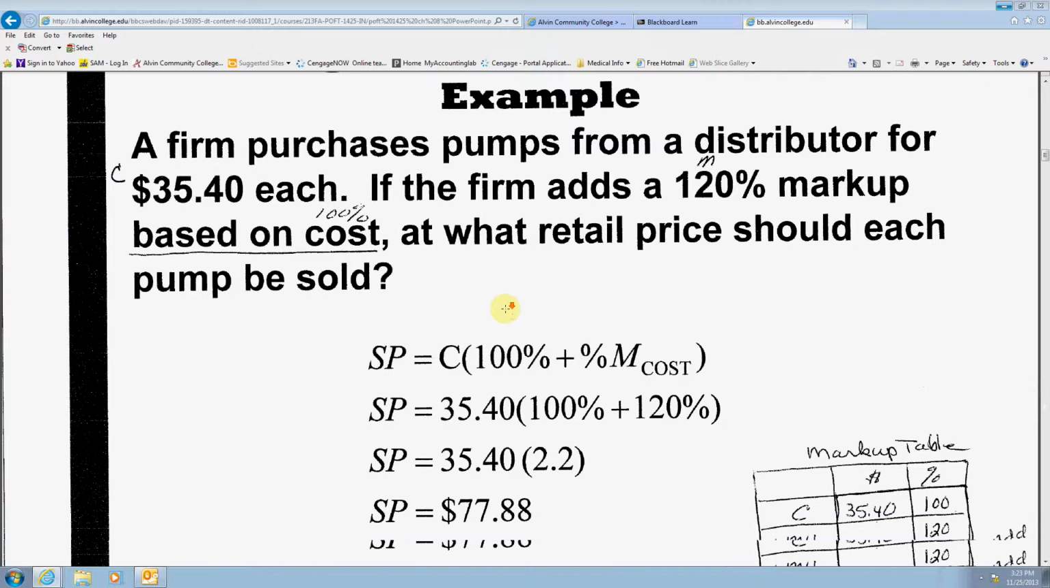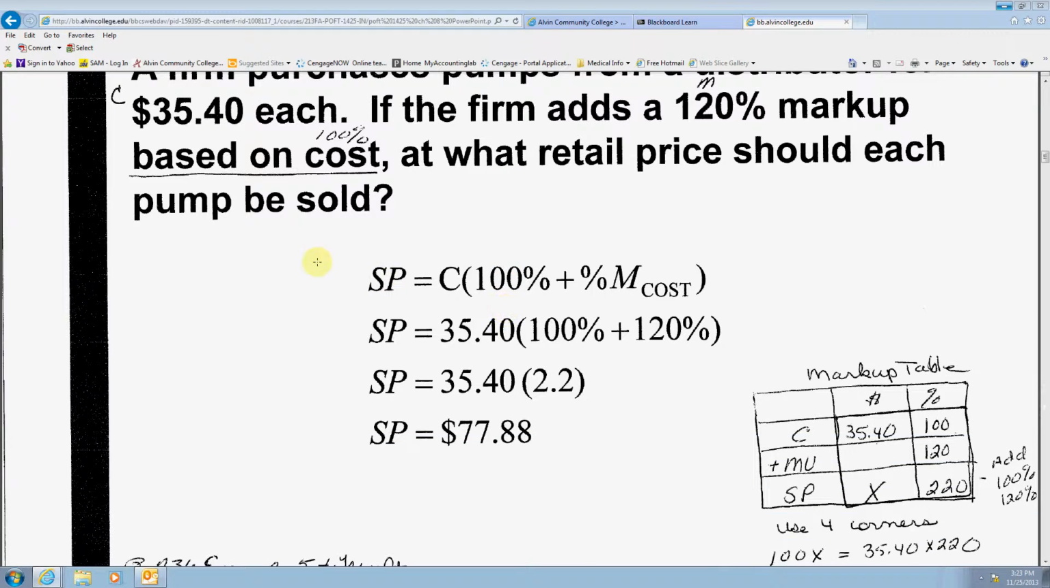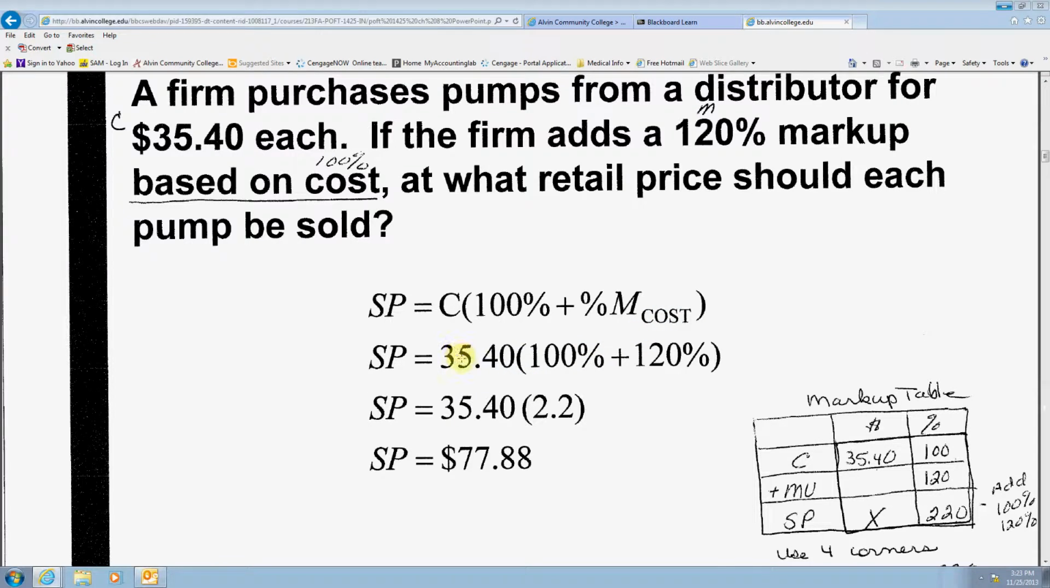pump be sold? So they give you the formula here, which is taking the cost and multiplying it by 100% plus the percent of markup on cost. And they go through the 35.40, which is the cost given, 100% plus 120%, which is the markup. So it's 35.40 times 2.2, which is 77.88.